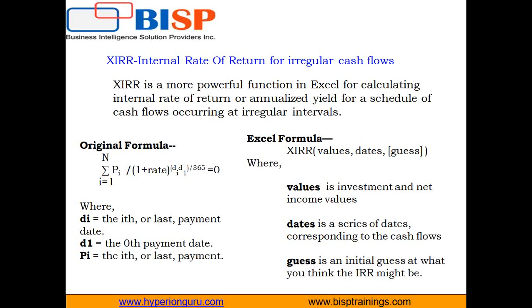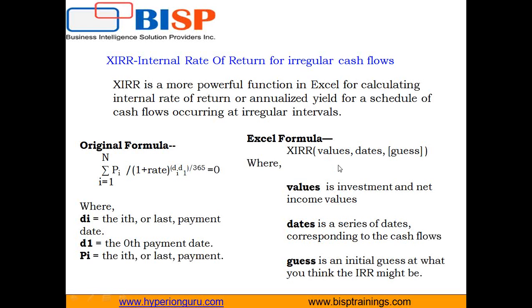The Excel XIRR function returns the internal rate of return for a supplied series of cash flows, that is, a set of values which includes an initial investment value and a series of net income values which are not necessarily periodic. So here is the calculation of XIRR. When this value becomes 0, then it is the XIRR.